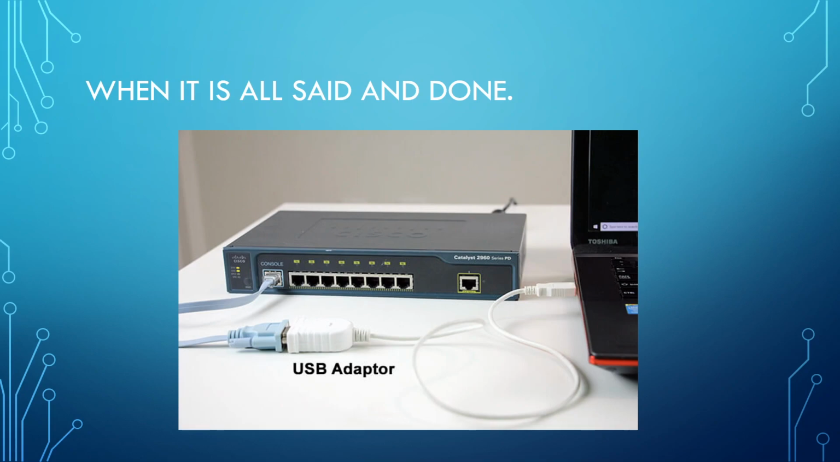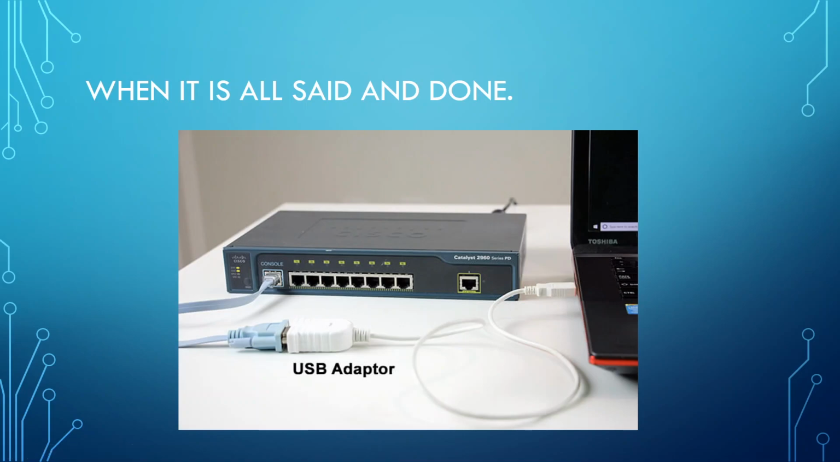And finally, when it's all said and done, this is what the connection is going to look like. Imagine that this is a brand new switch that you're trying to configure. You would power the switch on, plugging the power cable into the main supply. You would then run the console cable from the console port into your serial to USB adapter, and the USB port would then run into the computer.